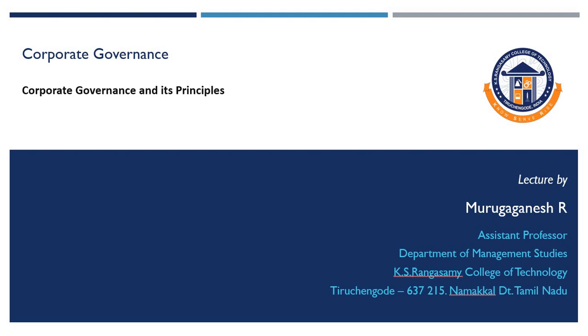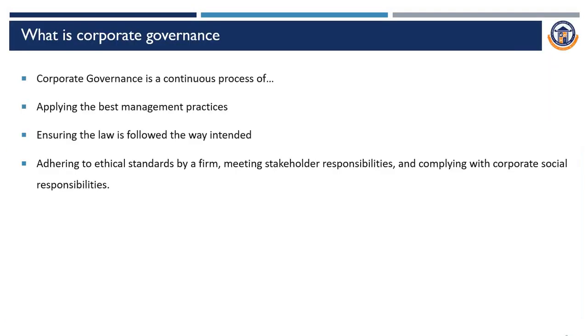So we are going to discuss the topics related to corporate governance. Corporate governance and its principles are the topic that we are going to discuss in today's session. So let us see what corporate governance is. Corporate governance is a continuous process of applying the best management practices and also ensuring the law is followed the way intended. So adhering to ethical standards by a firm, meeting the shareholder or stakeholder responsibilities, and complying with corporate social responsibilities are the meaning of corporate governance.